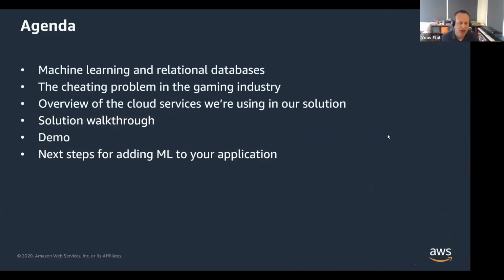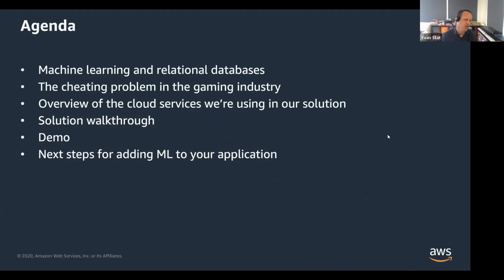So first of all, we'll talk a little bit about machine learning and relational databases in general. So not just the gaming example, but just in general, what kind of data do you use for machine learning and what happens if it's located in a relational database? How do you run ML models on that type of data?